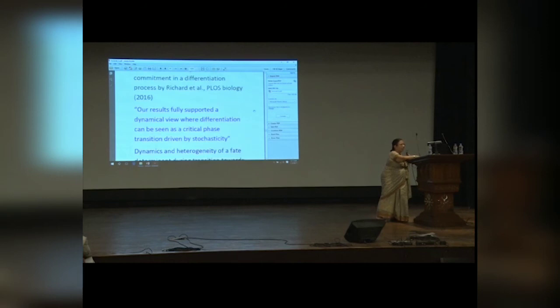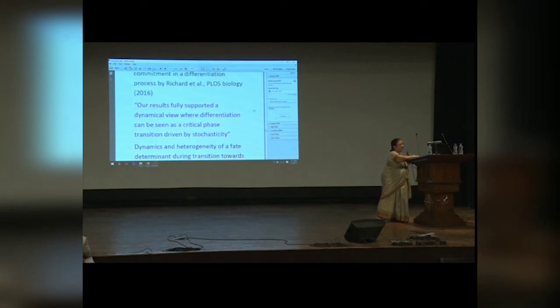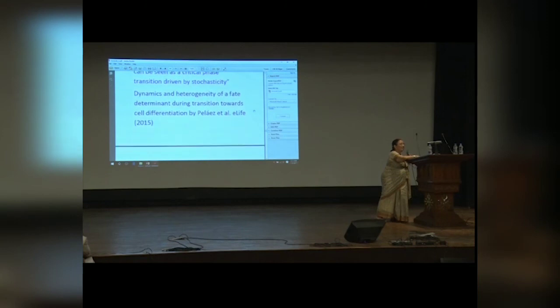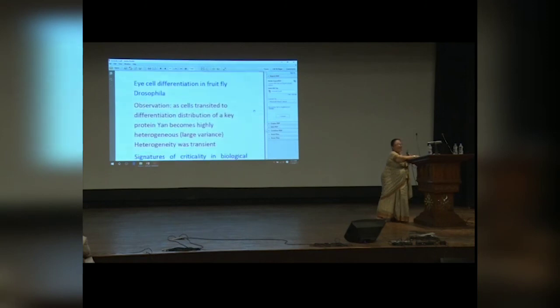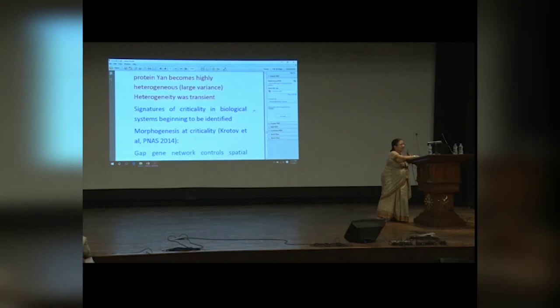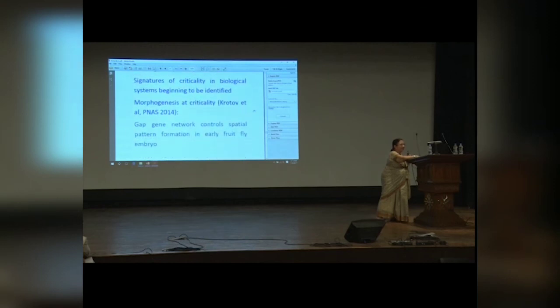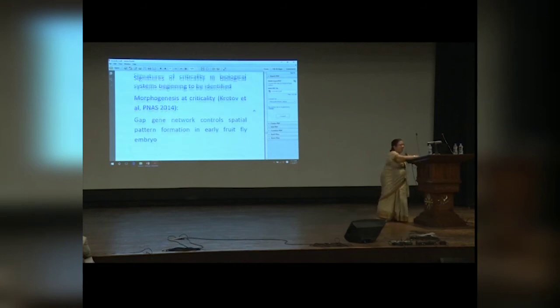And they conclude our results fully support a dynamical view where differentiation can be seen as a critical phase transition driven by stochasticity. Similarly, another paper showed that the variance increases as you go towards the bifurcation, with signatures of criticality in biological systems beginning to be identified. These are pioneering papers. I will not go into them.